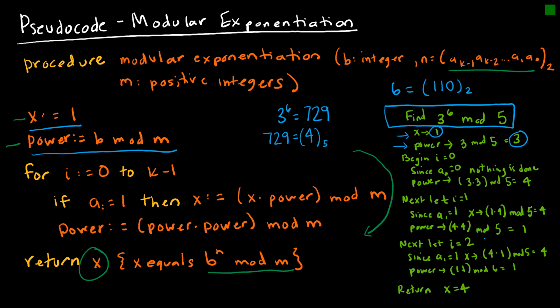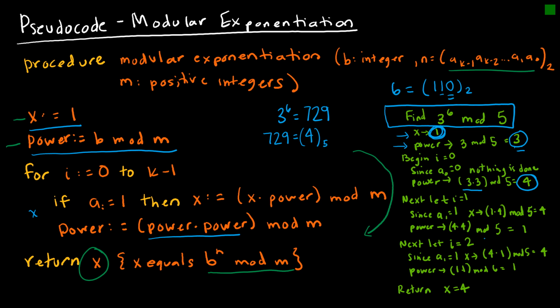So those are the values that I'm using. I'm beginning at my first value, which is 0, and since a sub 0 equals 0, nothing is done to x because it doesn't tell us anything to do to x over here. But the power is going to change no matter what. So the power says power times power mod m. And so my power before was 3, so notice I'm taking 3 times 3, which is 9, mod 5, which is 4. So now I still have x is 1, that hasn't changed, and now my new power is 4. And then I'm just repeating that process.